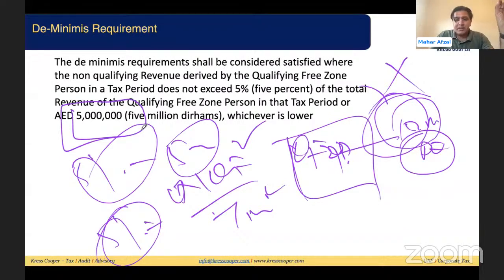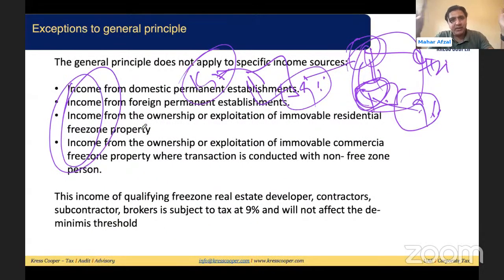So these three incomes, as we discussed on the previous page: income from the PE, domestic PE, foreign PE, income from immovable residential property, and income from immovable commercial property where the commercial property is not subject to tax at 0%. So we have classified residential property straightforward at 9%, commercial, if this is not qualifying, straightforward 9%. These properties and PE income will straightforward be subject to tax at 9%, and it will not have any impact on the de minimis.